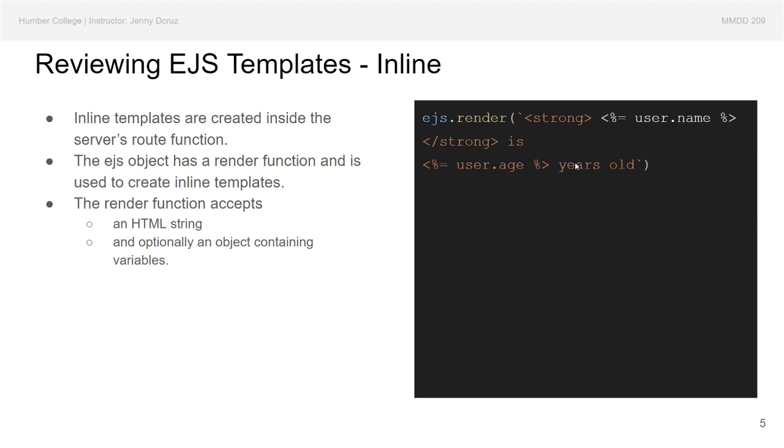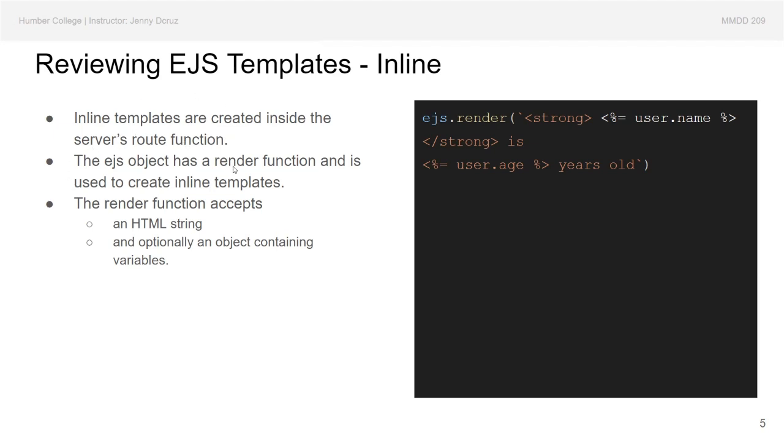Now, the reason I don't want to get into an example of this is because we'll see a better way of doing this. But my point over here is that if you want to do maybe debugging or some sort of testing, you can use EJS templates inline by using this line within one of your routes. Okay, so inline templates are created inside the server's route function.